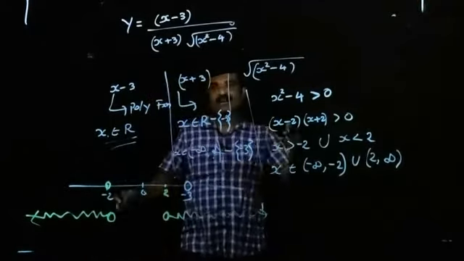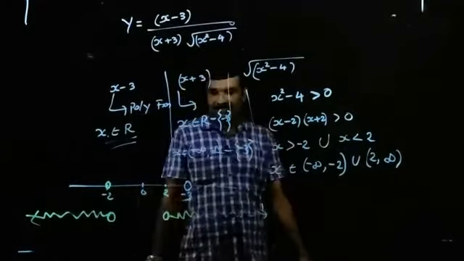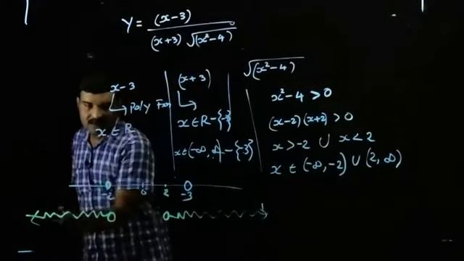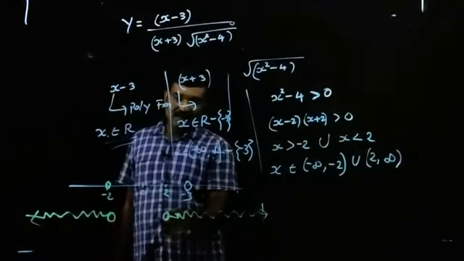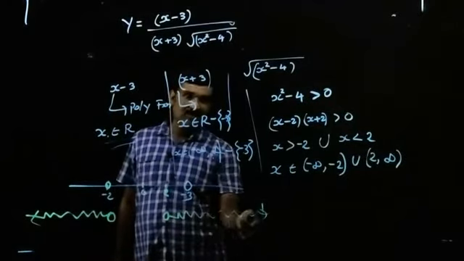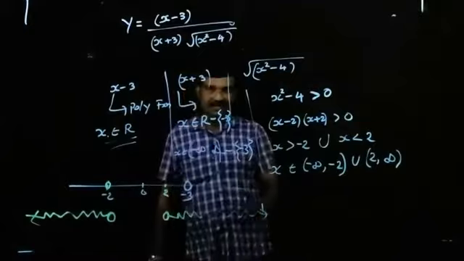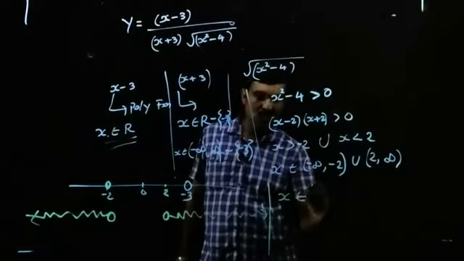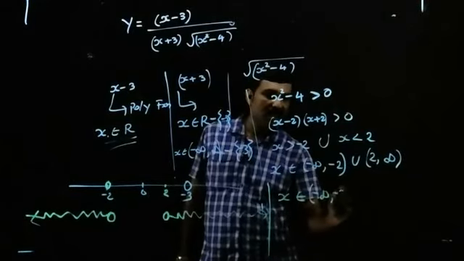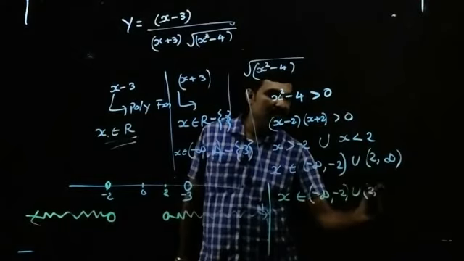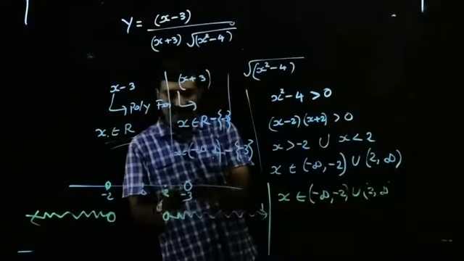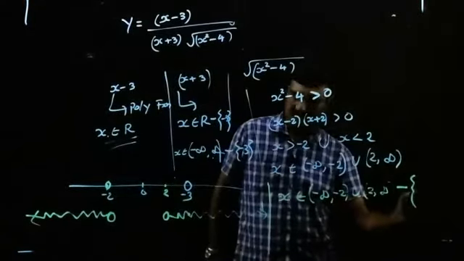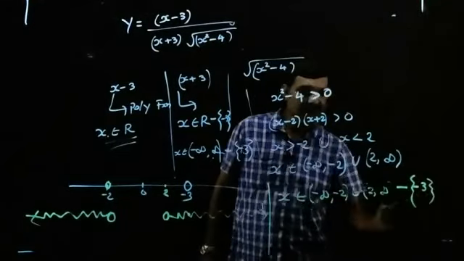Now, what is the common area of these three? We have -3 will come here. So x is -infinity to -2 and union 2 to infinity, excluding -3. -3 is not included. So we can say the common domain, x belongs to -infinity to -2 union 2 to infinity, excluding -3. This is the domain.